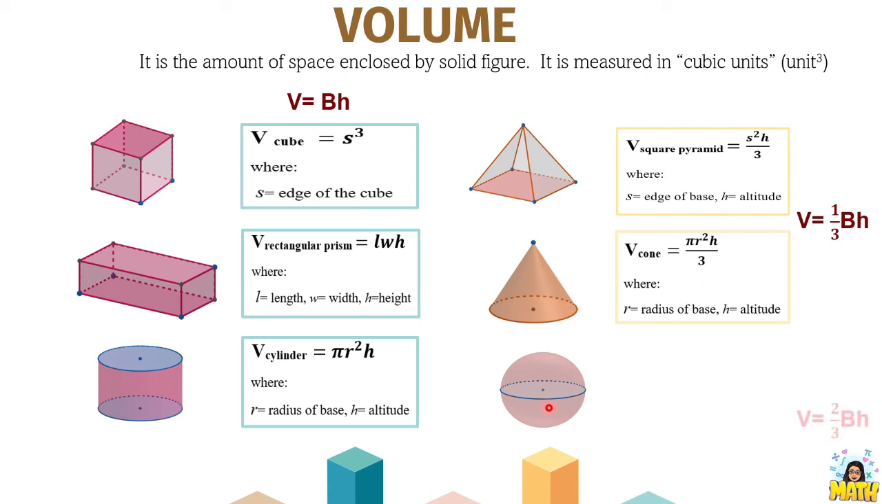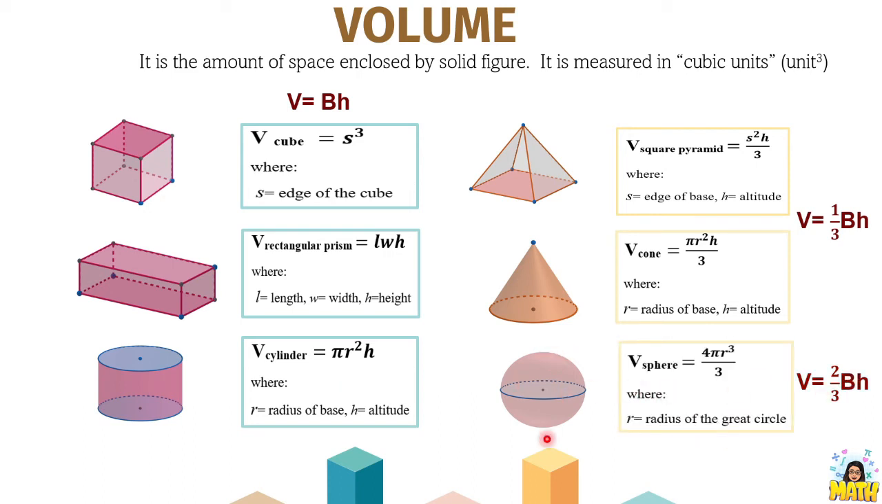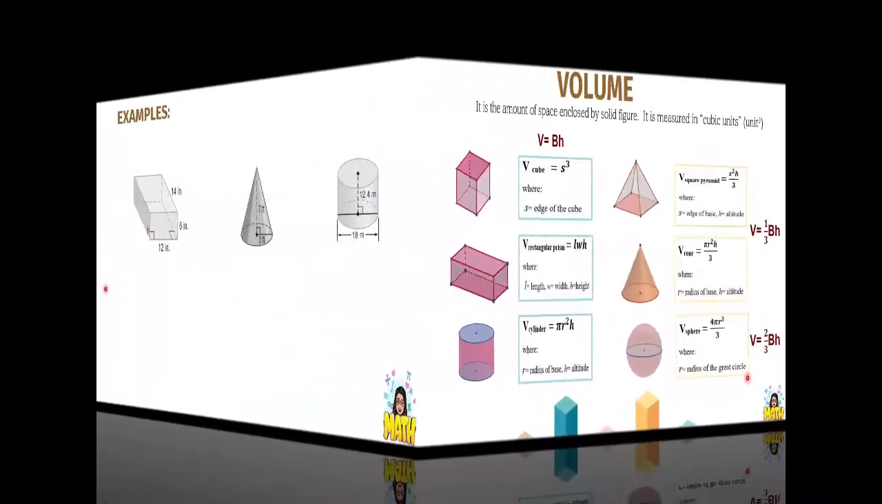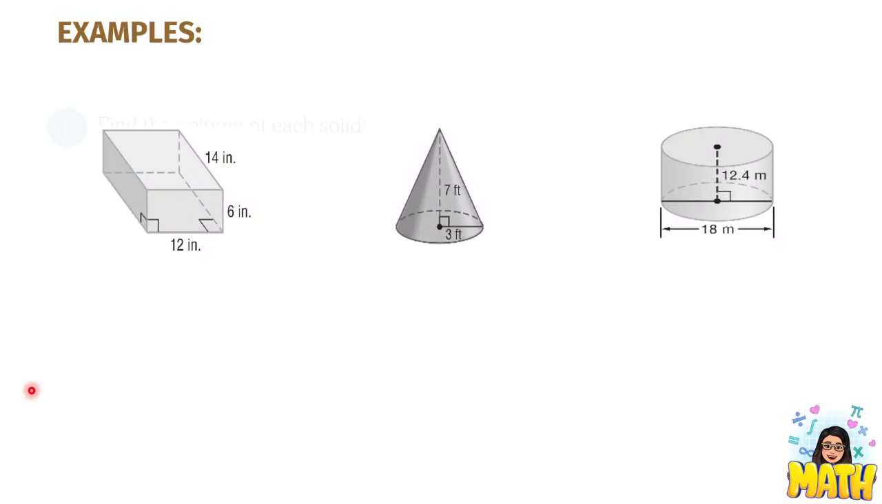And for the sphere, we have noticed that this is just 2/3 of a cylinder in which the height is just twice of its radius. So therefore, the formula for the volume of sphere is equal to 4 pi r cubed over 3. I hope you have understood how we have come up with the different formulas for the volume of solid figures. Now let us use the different formulas in finding the volume of each solid.